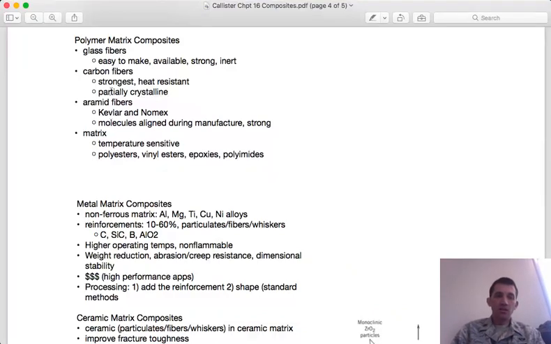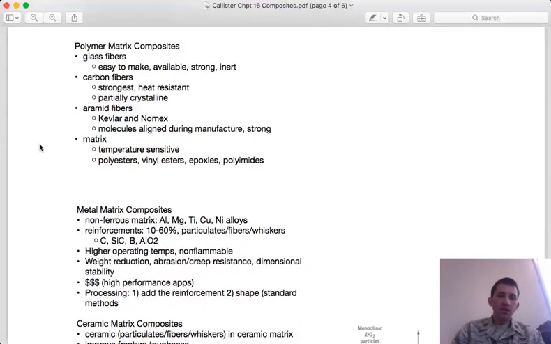And the carbon fibers themselves can have a range of mechanical properties depending upon the particular heat treatment and the degree of crystallinity that the graphite in the carbon fiber has achieved. You can also have aramid fibers. This would be like Kevlar or Nomex. And in these fibers, during the manufacture, the polymer molecules are aligned, which gives you, this is the drawing that we talked about last lecture, strength in the fiber direction.